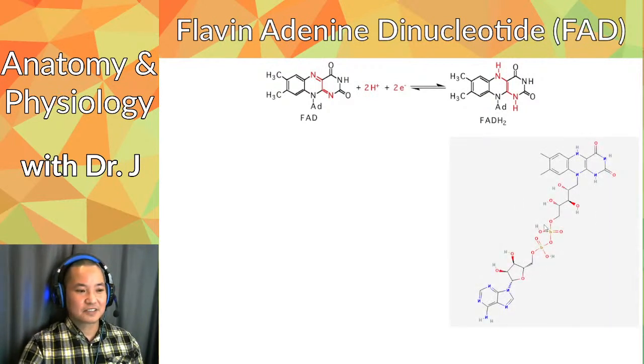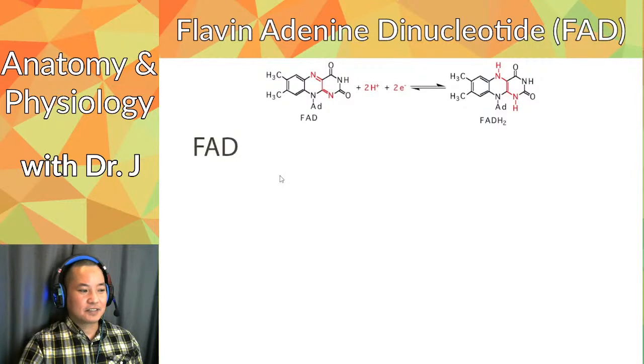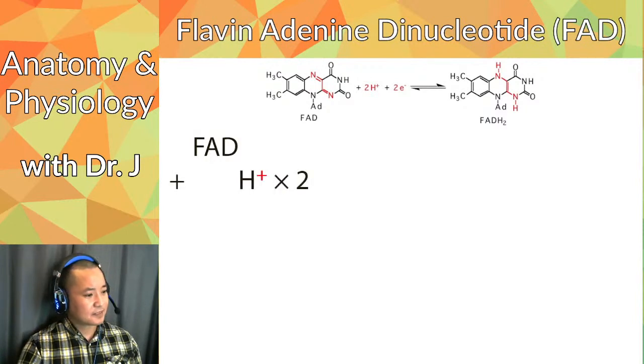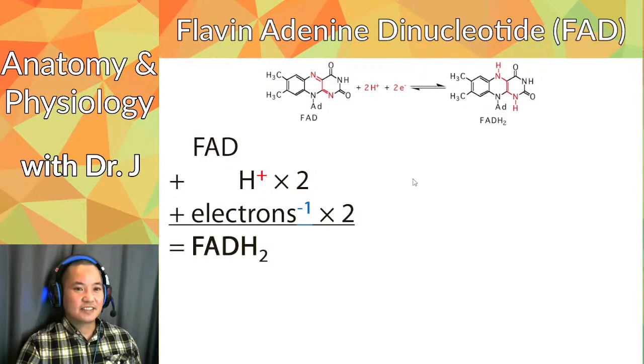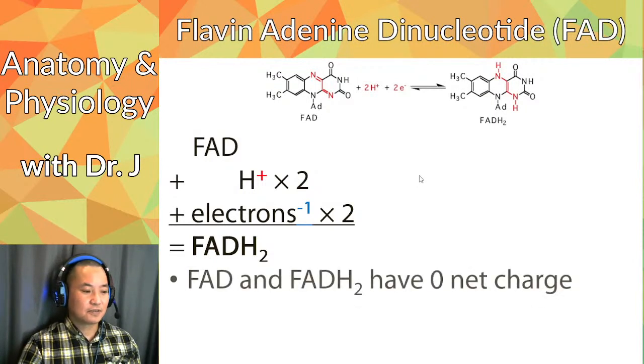I don't expect you to know the structure, but what I want you to appreciate from this is that with FAD, you add protons and you add electrons, but you're adding equal amounts of both. Protons have a positive charge, electrons have a negative charge. So what you're doing is adding 2, but you're also subtracting 2. So overall, FADH2 has a neutral, 0 overall charge.